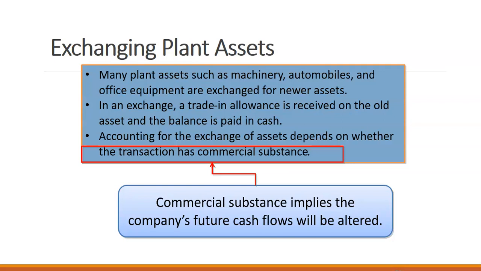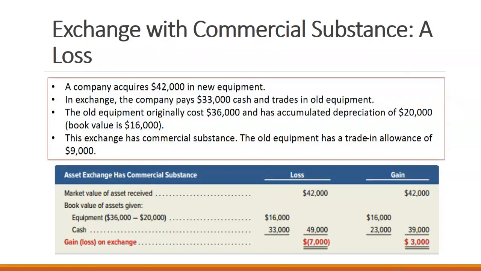And depending on how that gets accounted for depends on whether the transaction has commercial substance. And commercial substance implies that our company's future cash flows will be altered because of this transaction. We're going to look at some examples. The first example is a transaction with commercial substance.